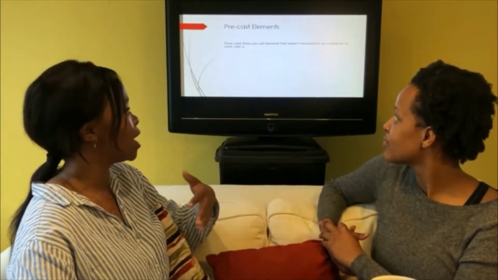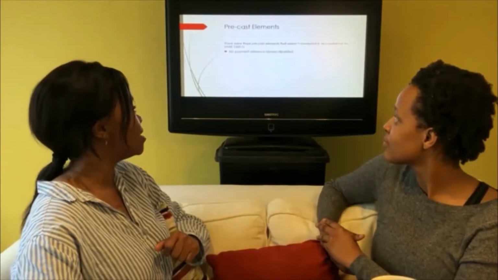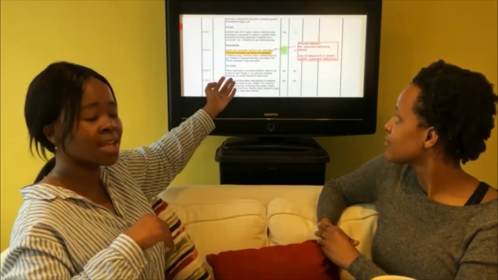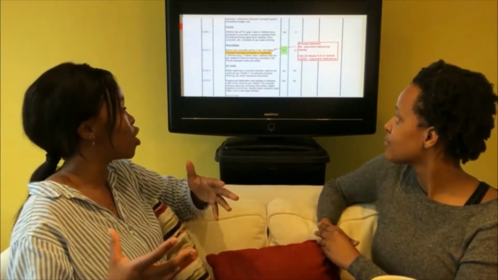So the first item is there were 3 precast elements in our bill of quantities that weren't necessarily measured in accordance to SANS 1200G, and there were no payment reference clauses stipulated. So the first one was our roof planks. If you look here, there's no payment reference clause, and again, a very lengthy and descriptive description, which could have been avoided because this is in the specifications in the drawings given to the contractor.